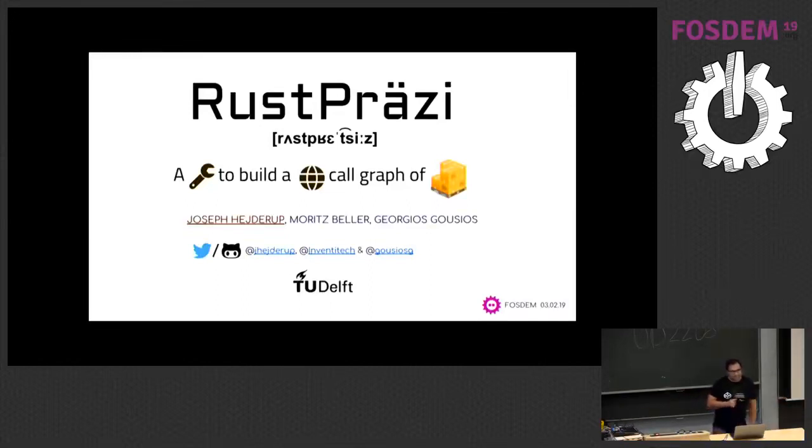All right, so today I'm going to talk about how to actually build a gigantic global call graph of Crates.io. My name is Joseph Hejderup, and this is work that I've done together with Georgios Gousios and Moritz Beller. They're also sitting here in the audience. You can identify them by the shirt that I'm wearing.